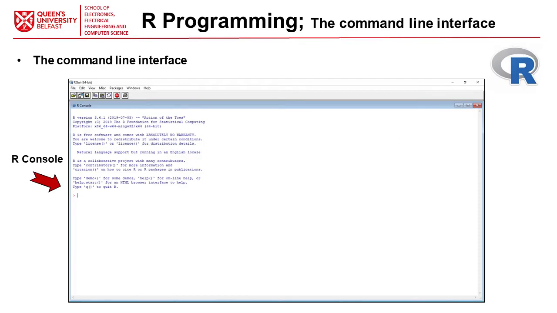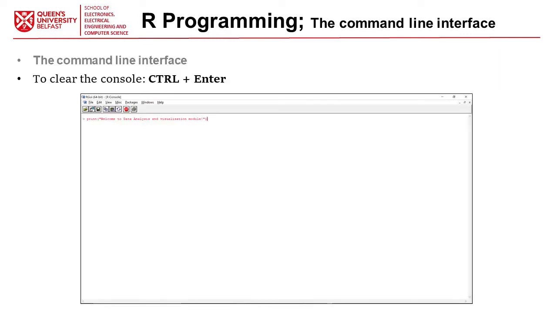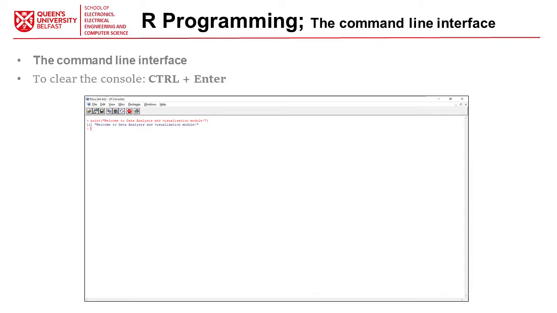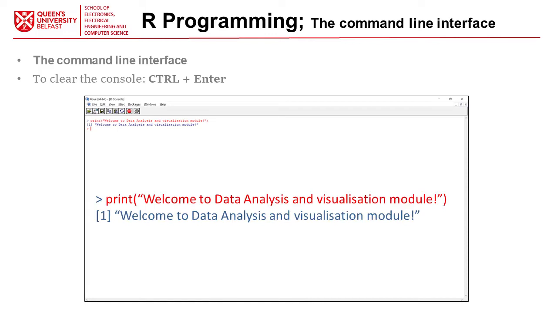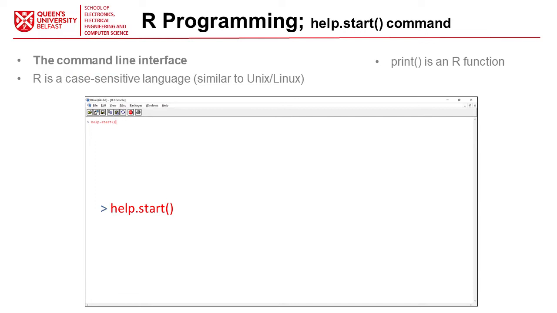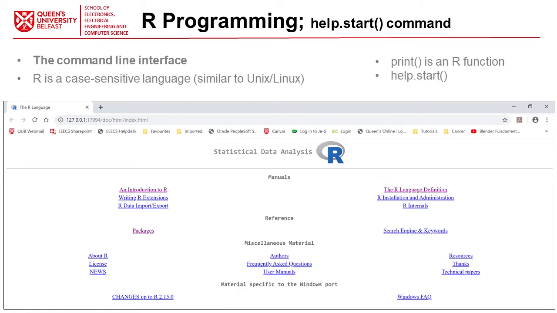So this is the console, the command line interface, where you can run your code or create a new file. You can clean the console with Control-L. Note that R programming is case sensitive. These are some information using help.start. So we started with this part, RStudio, again the console.